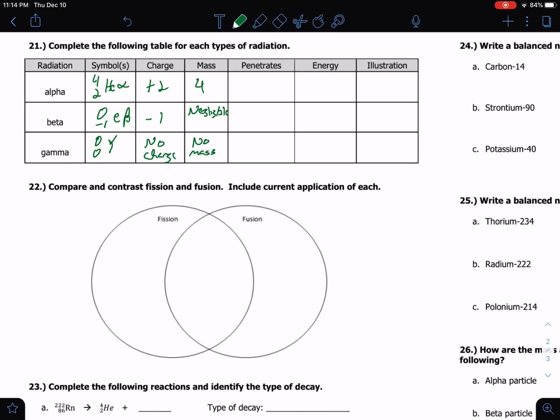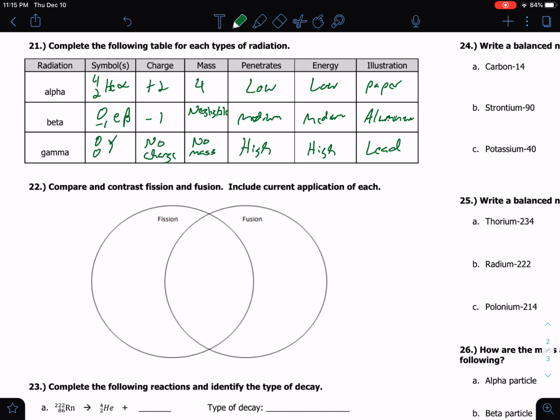Okay, so penetration. Alpha, remember, is the lowest energy, so it has very low penetration. I think a piece of paper would be able to stop it. Beta is going to be medium energy, so it's going to have a medium penetration, and that would take aluminum foil. So I'm just going to write it out here instead of drawing it out. Aluminum could stop beta, paper could stop alpha. And gamma is going to be very high energy, which means it's going to have a high penetration. So it would take a lot of lead to actually stop that.